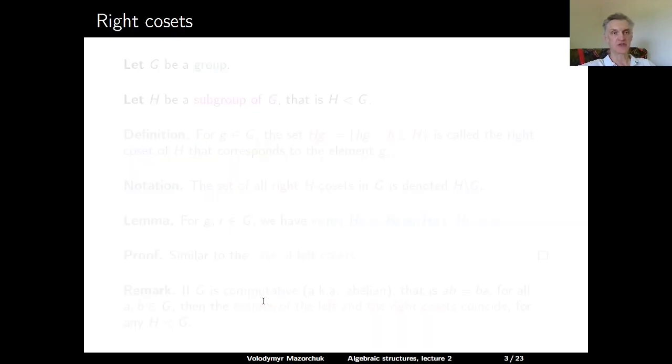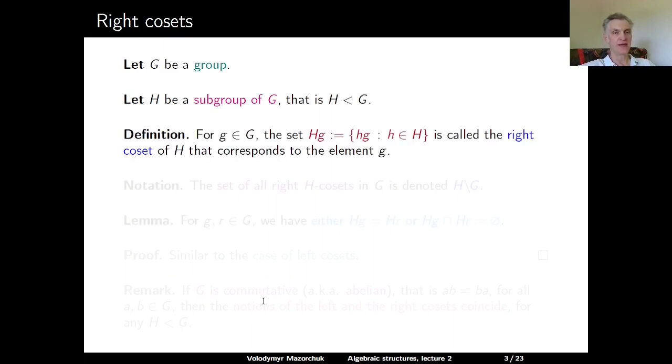Now we can similarly consider right cosets. If we have a group G and a subgroup H, then for any element g in G, we can define the right coset of H that corresponds to this element g as the set Hg, which consists of all elements in the group G which can be written in the form hg, where h is an element in our subgroup H. And the set of all right H cosets in G is denoted in this way.